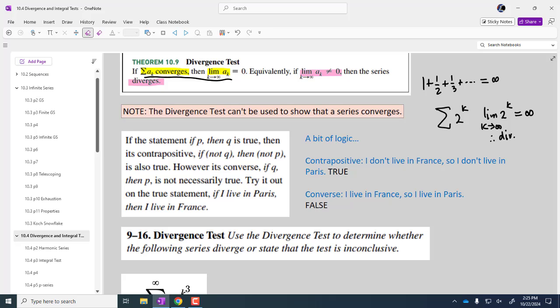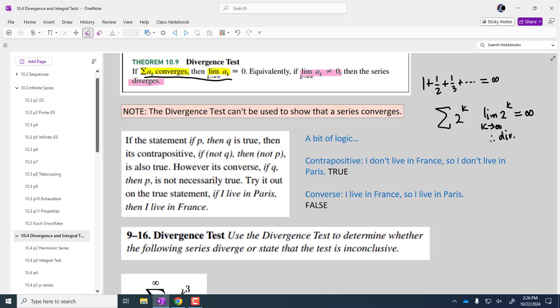Okay, so let's talk a little bit about this idea of converse and contrapositive, because right here I used the word converse. This says if the series a sub k converges, then the limit must be 0. The converse of that is going the other direction: the limit of a sub k is 0, therefore the series converges. That's false. The converse is false here. And this is a statement that can get us to think about these ideas of converse and contrapositive.